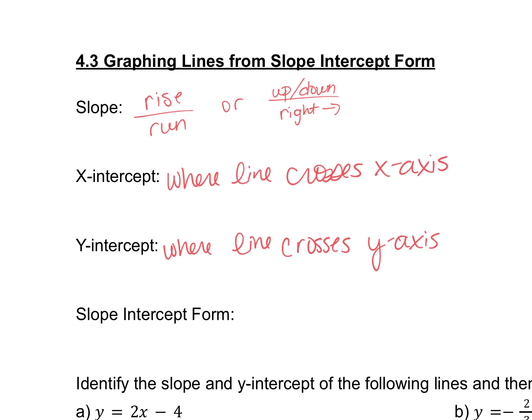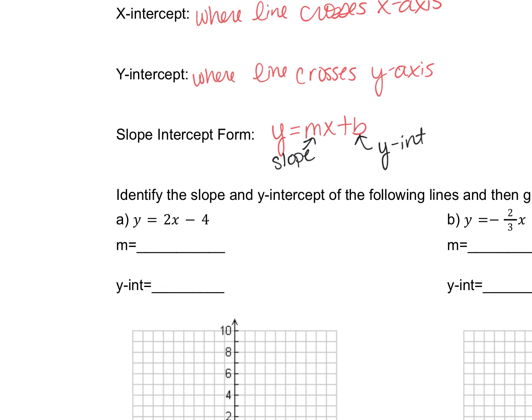Okay, slope-intercept form is my favorite. Here is your formula: y equals mx plus b, where m is a number you've seen before, and that is going to be your slope. So the number in front of the x is your slope, and the b, whatever number doesn't have the x attached to it, tells you what your y-intercept is. That's where it crosses the y-axis.